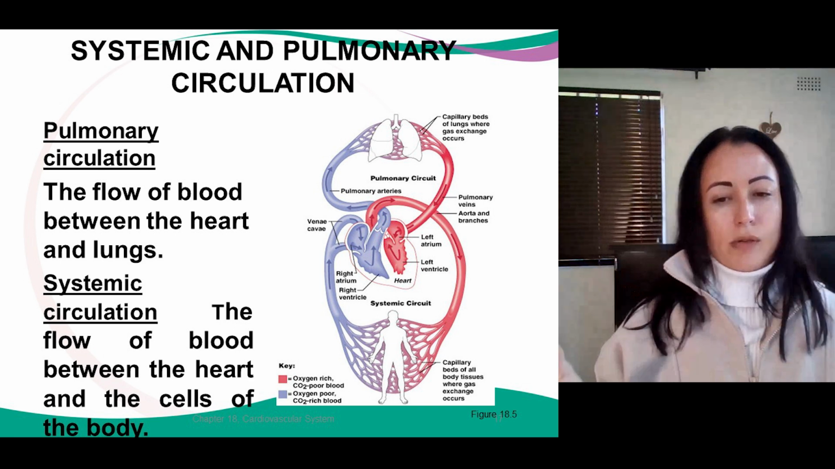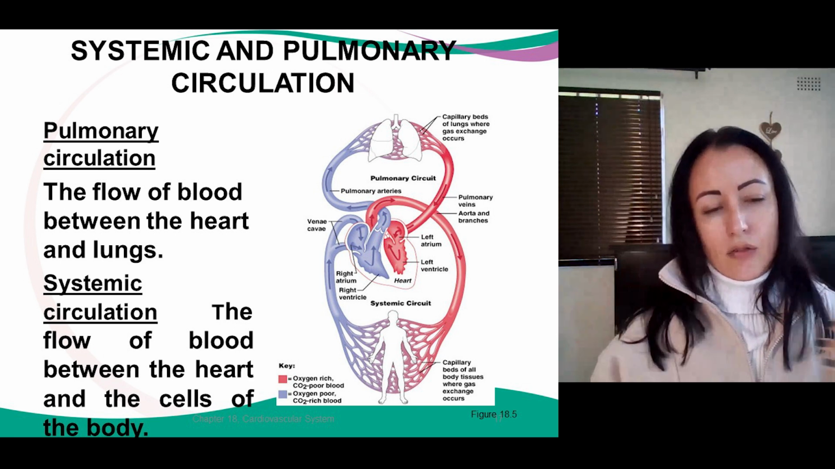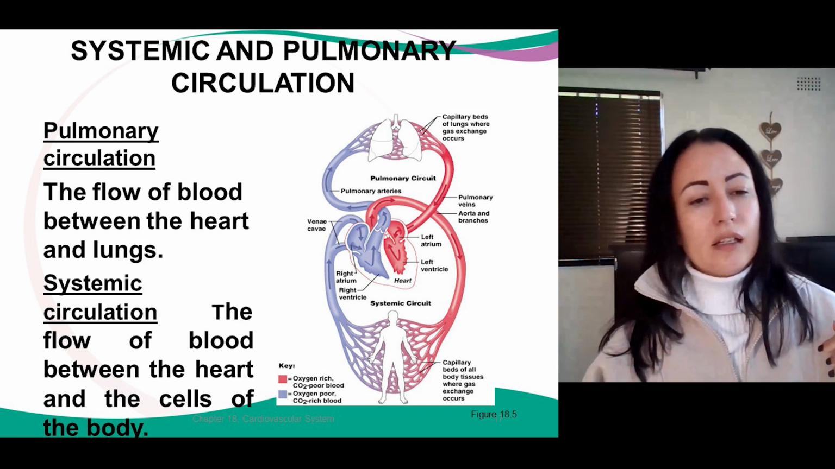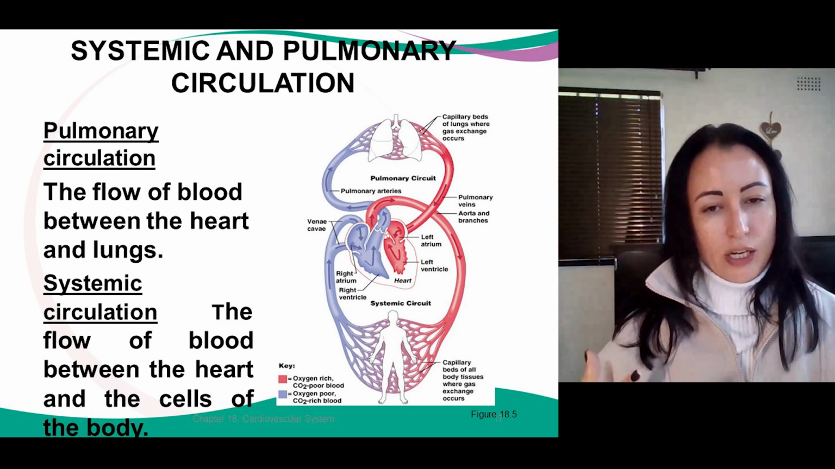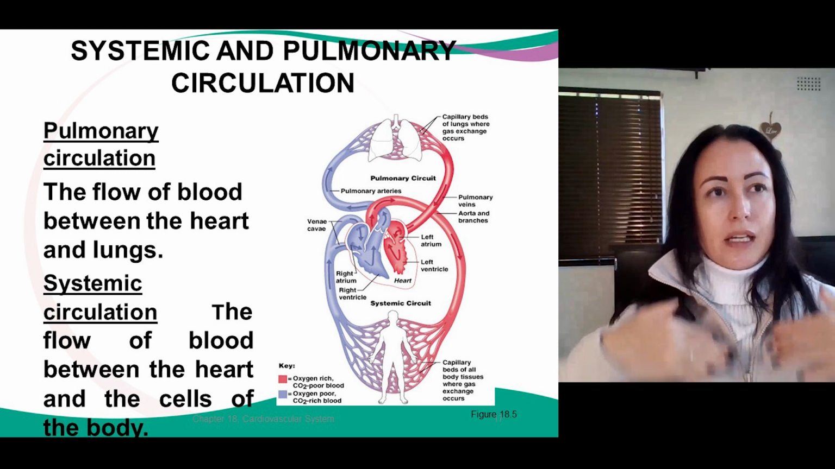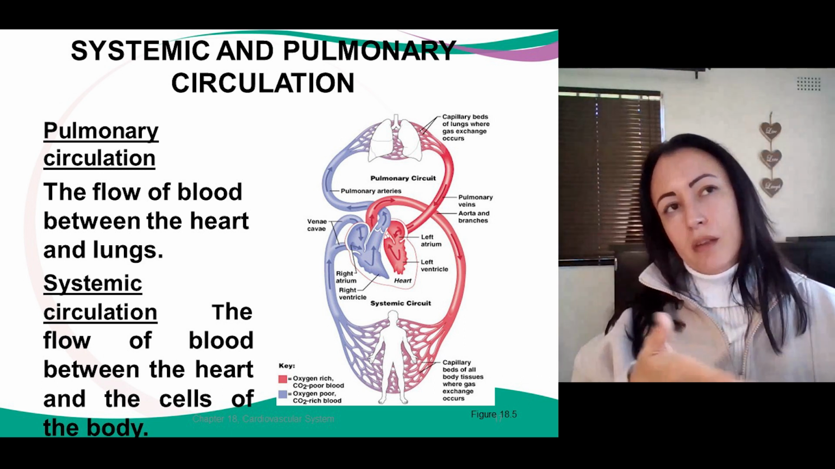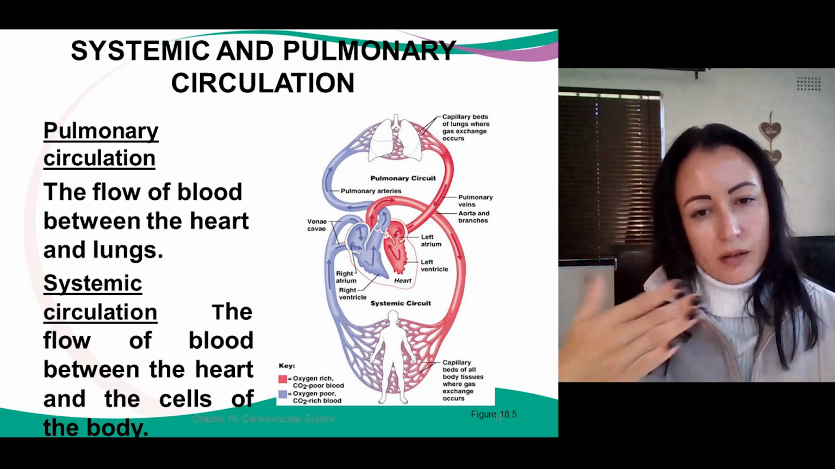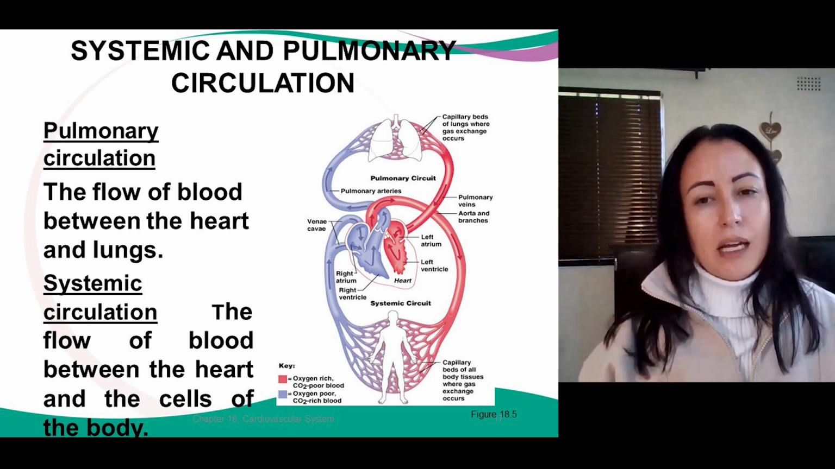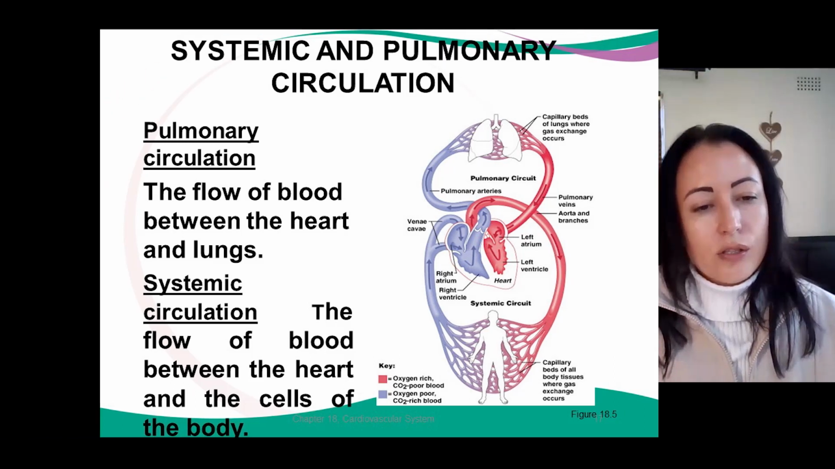dropping off oxygen, picking up carbon dioxide, getting rid of waste, nutrients, and providing immunity, where pulmonary circulation is about taking the oxygen from the air that we breathe in and releasing the carbon dioxide in the air that we breathe out. But none of that happens without the heart.